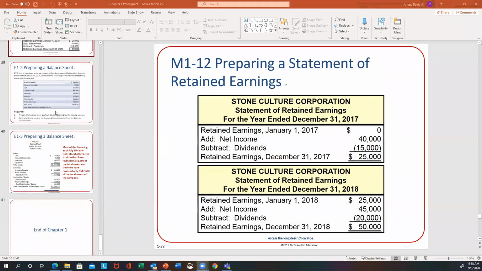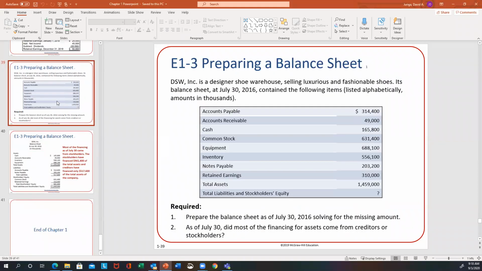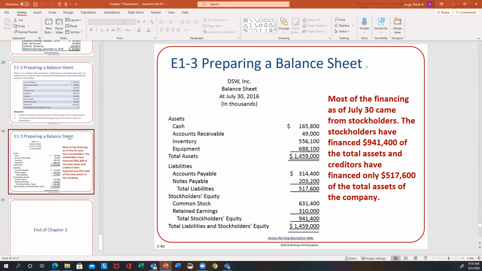All right, and then I think there's one more. Let's see the balance sheet. And this one just says prepare a basic balance sheet, and then they want to know about the financing. So if you look at this, you can see here's your assets, total assets. You have two liabilities, and of course, here's your common stock and retained earnings. Notice that you are in balance. So this is your basic balance sheet.